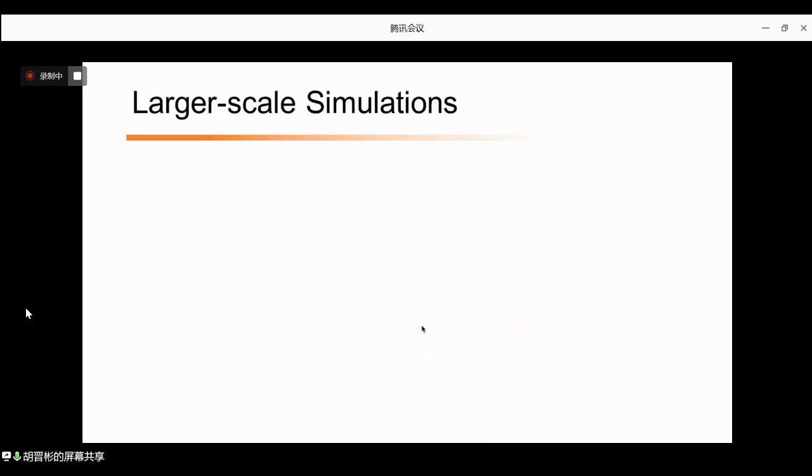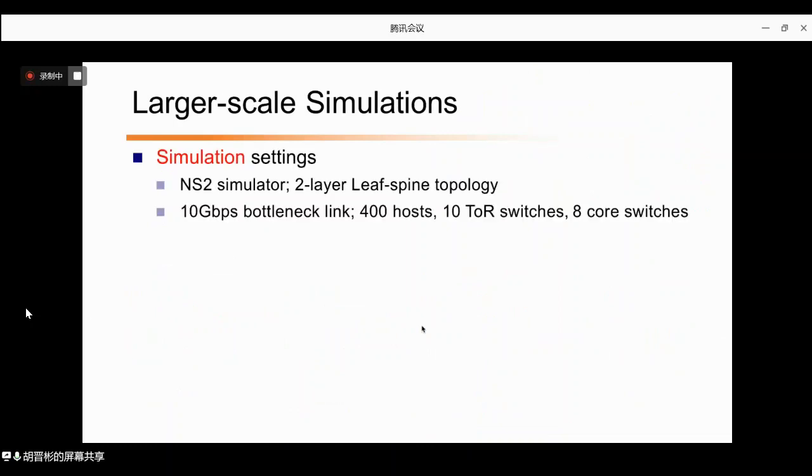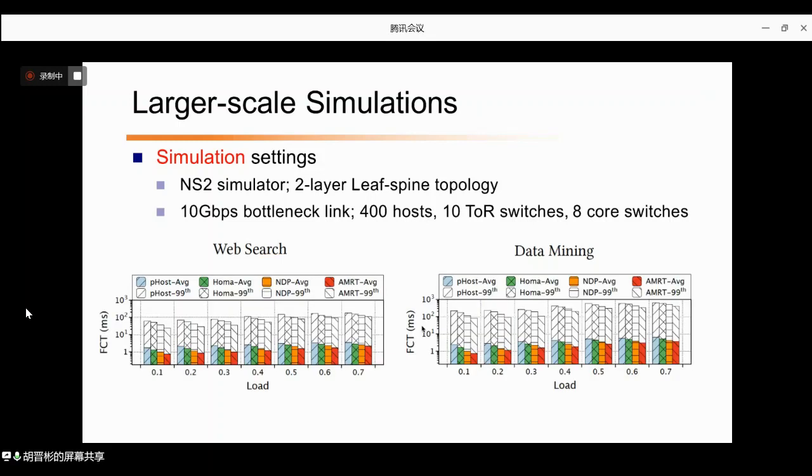To complement our small-scale test-bed experiments, we further conduct large-scale simulations in web search and data mining applications. They are the typical workloads in data centers. As shown in these two figures, AMRT reduces the AFCT and 99th percentile FCT by up to about 49% and 56% compared to pHost respectively.